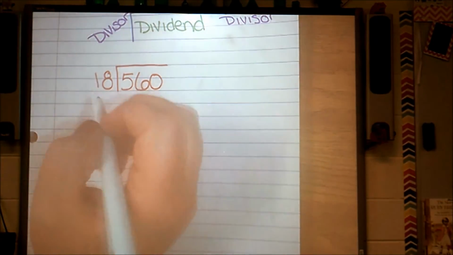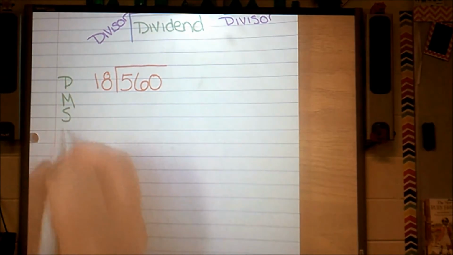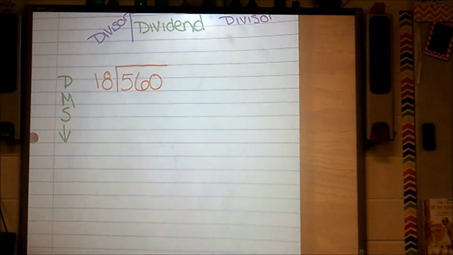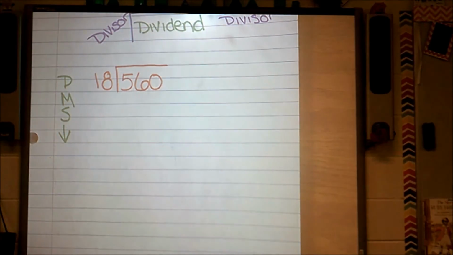So we are still going to be using our dancing monkeys, sliding down. If you don't recall that, divide, multiply, subtract, bring down. Divide, multiply, subtract, bring down. Okay? So we're going to jump right into it.